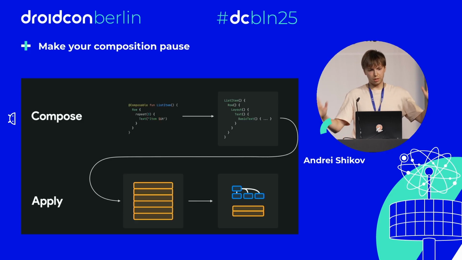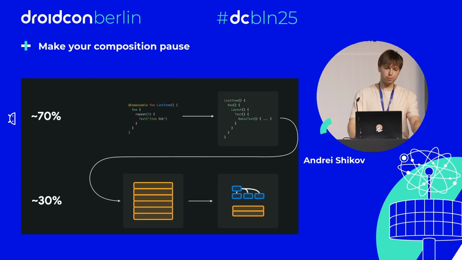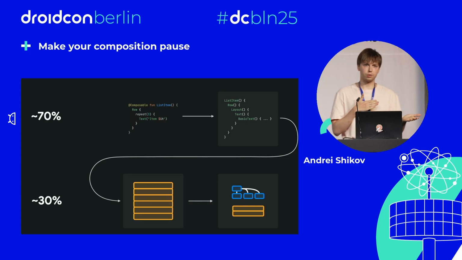So if you think about composition, it's basically two phases. Compose, when you run composable functions, and apply, where you apply the changes that resulted from those composable functions. Performance-wise, when you look at traces from different apps and screens, it usually takes 70% of the time to run composition and around 30% of the time to run apply changes.